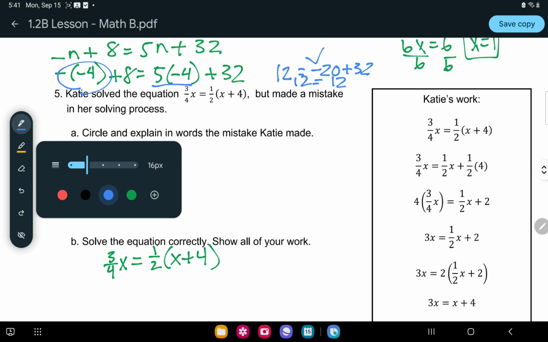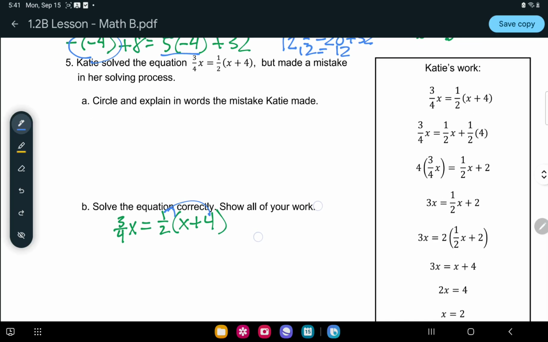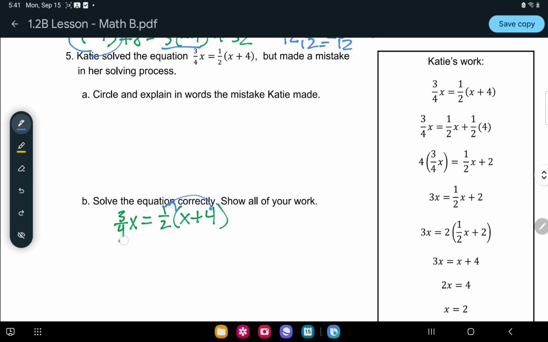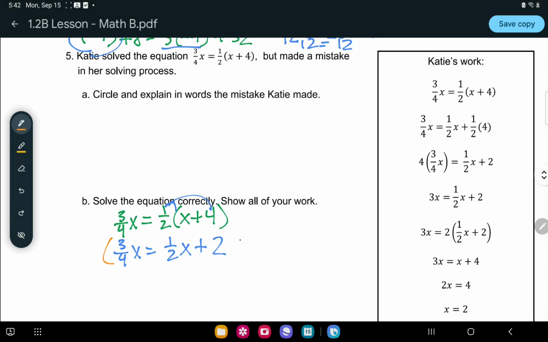I am looking at this and I could try to clear the fraction, but I think I'm just going to distribute first to not mess myself up with distributing. So 3/4 x equals half x plus 2. Half of 4 is just 2. Now that I've distributed, I'm going to go ahead and clear the fraction.